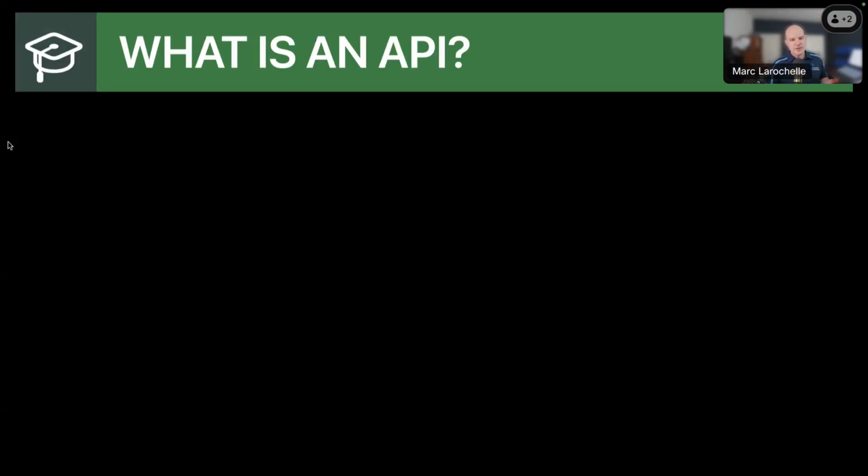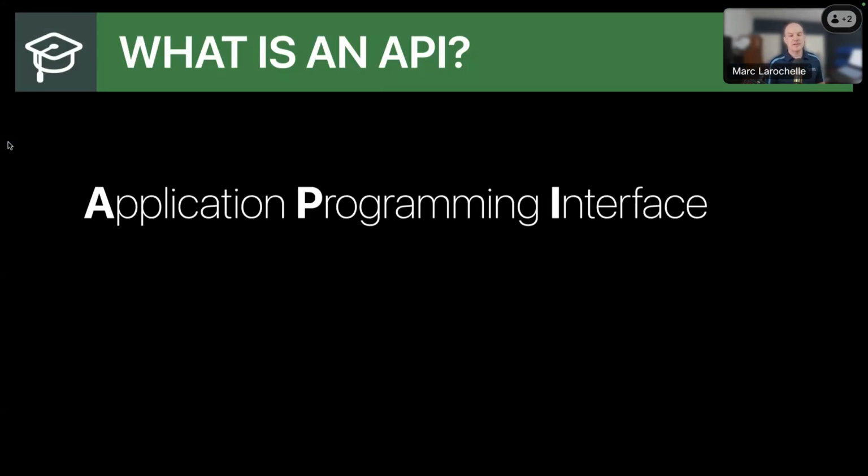So before we talk about JSON, I think we want to spend just a few minutes talking about APIs, what they are, and how this all relates, because JSON by itself isn't necessarily useful, but in the context of working with APIs, it becomes vital.